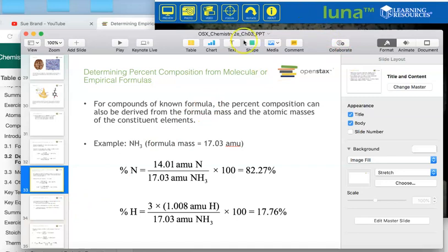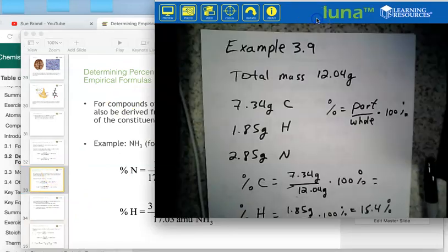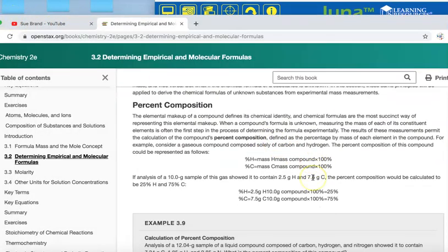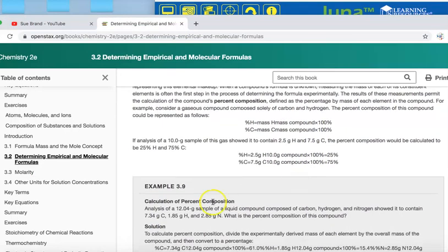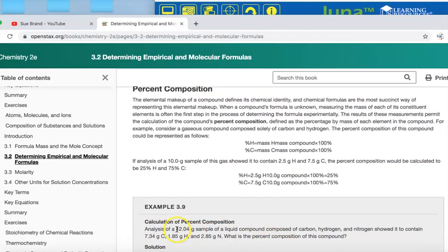So if we look at an example here, example 3.9, let me go to the textbook here. Example 3.9, how to calculate the percent composition of a sample. You have 12.04 grams of the sample. It contains carbon, hydrogen, and nitrogen atoms, and they all have their respective masses that are given. And so they're asking you, what is the percent composition for this compound?